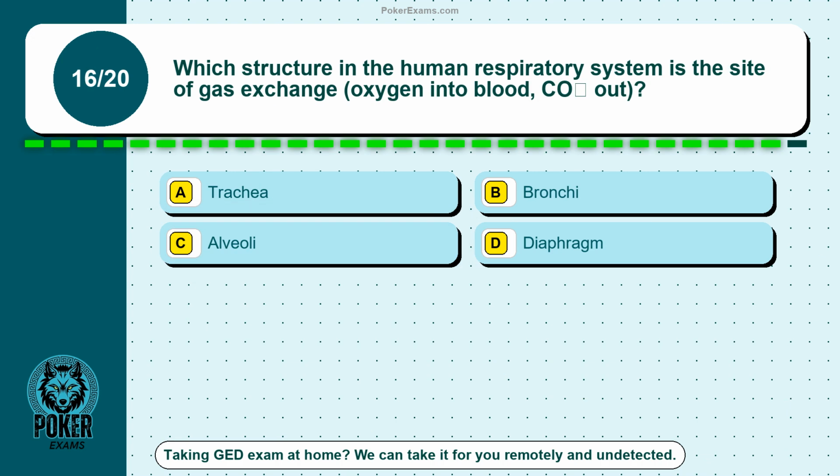Question 16. Which structure in the human respiratory system is the site of gas exchange, oxygen into blood, CO2 out? Option A. Trachea. Option B. Bronchi. Option C. Alveoli. Option D. Diaphragm.